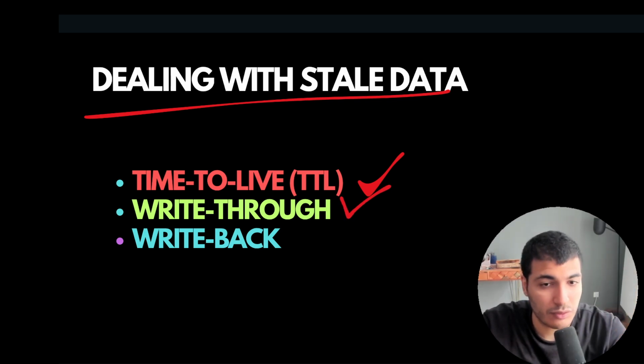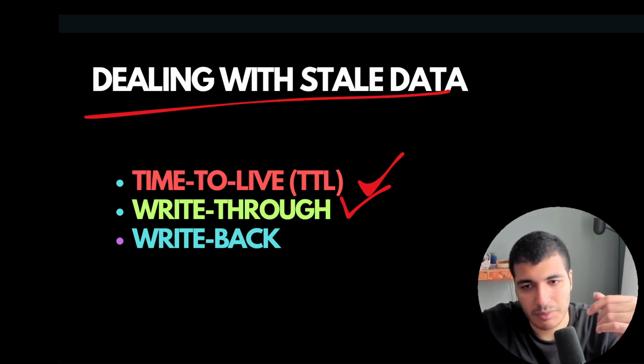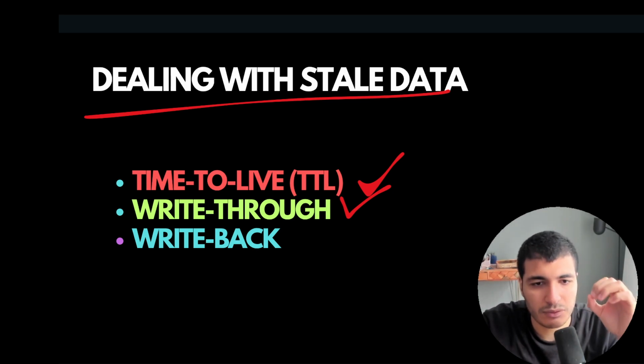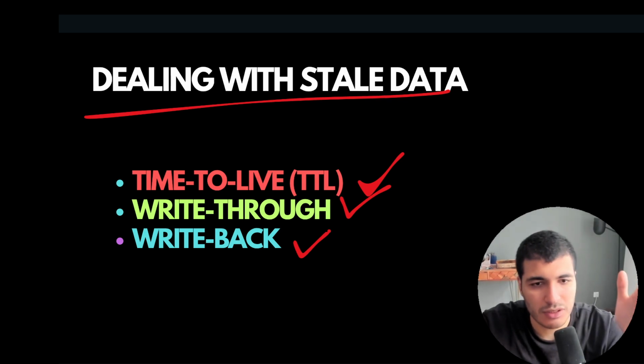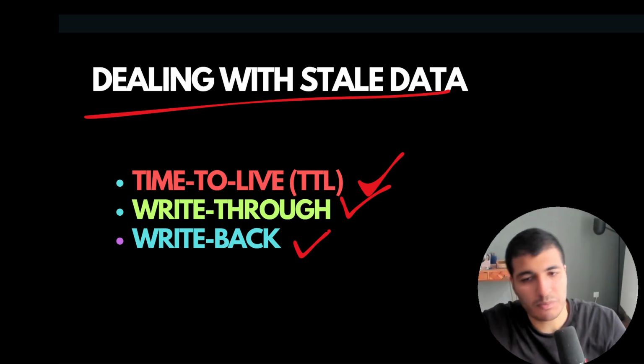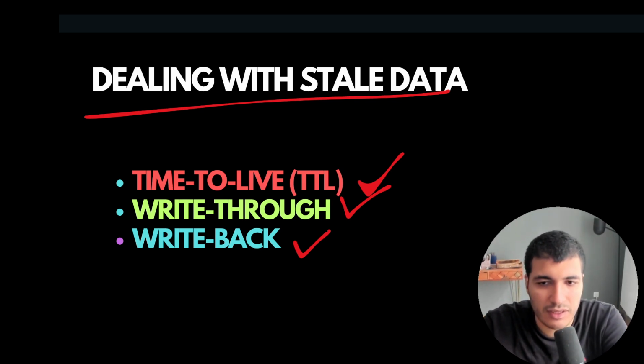Next, we have write-through cache, updating the cache whenever the database is updated, ensuring data consistency, but potentially adding latency to write operations. We have write back. Basically, this updates the cache immediately and updates the database asynchronously, improving write performance, but increasing the risk of data loss if the cache fails before the database is updated. There are many other more advanced strategies as well, and choosing the right one depends heavily on your application's specific needs and data consistency requirements.